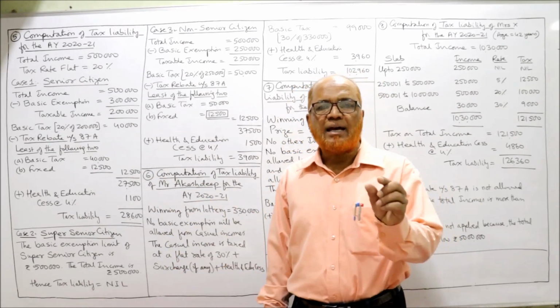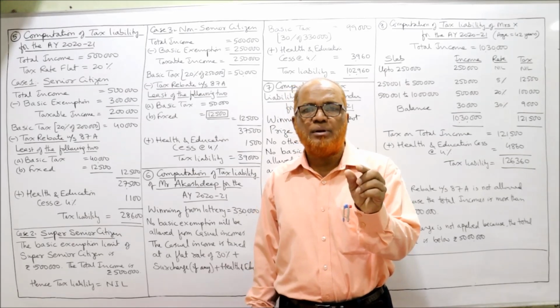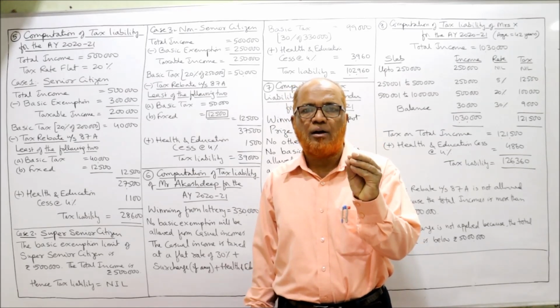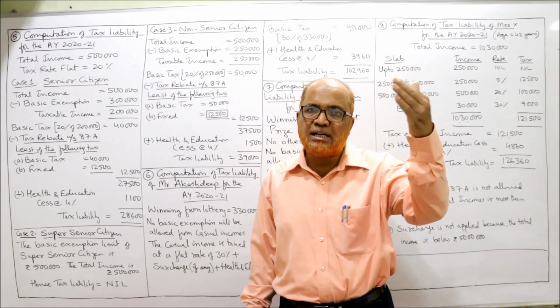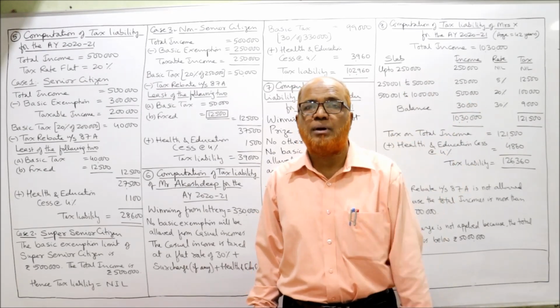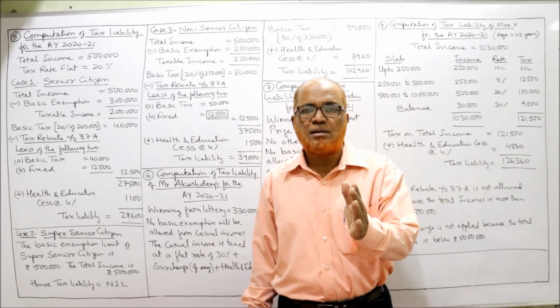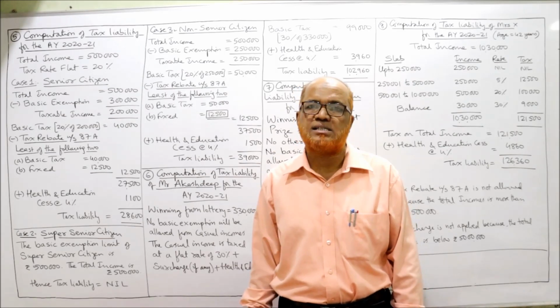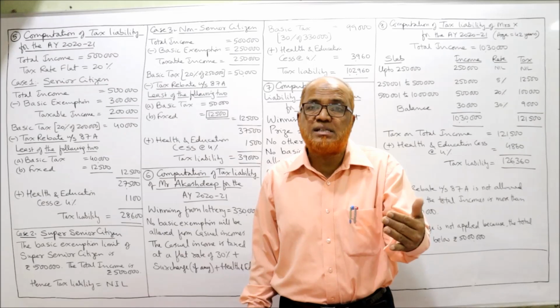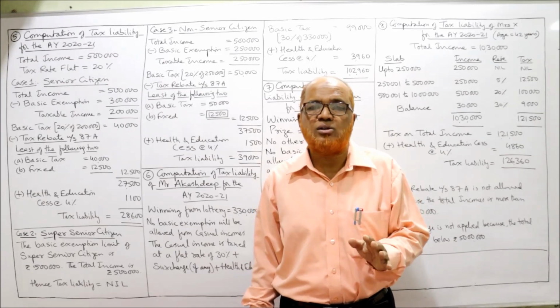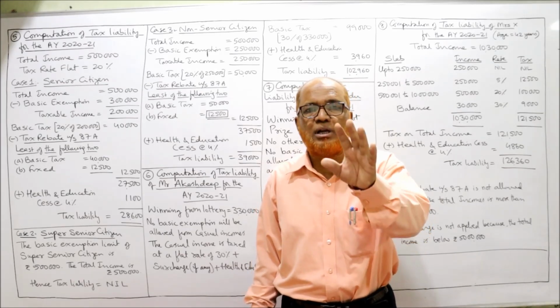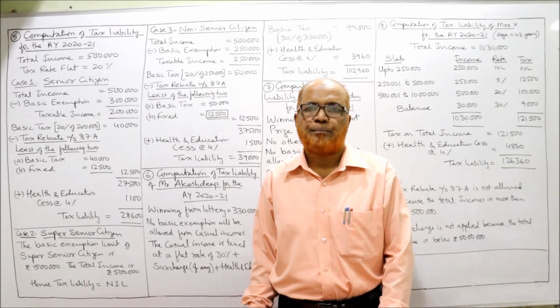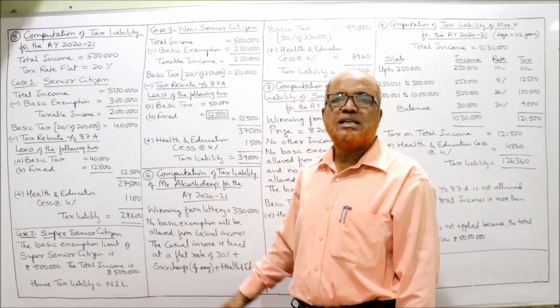Now tax rebate will be allowed if the income is up to 5 lakh. If the income exceeds 5 lakh rupees, no tax rebate will be allowed. And tax rebate will be allowed only for non-senior and senior citizens. For a super senior citizen, even tax rebate is not allowed because the basic exemption limit itself is 5 lakh. Right? So here it is a senior citizen.